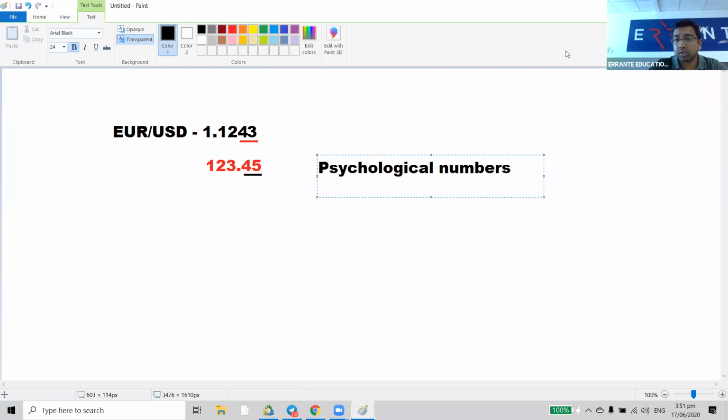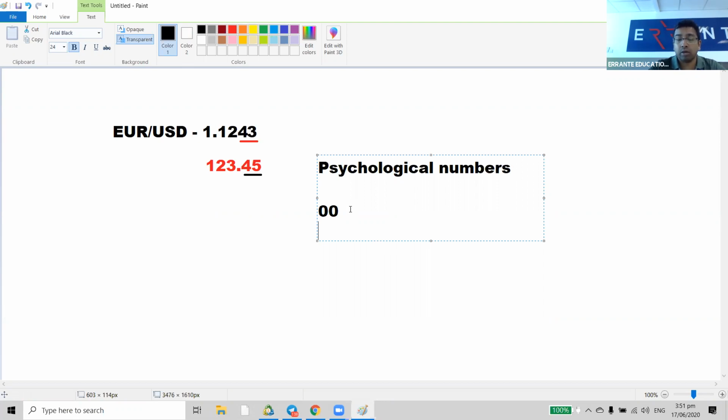Now, let me move myself up there. So psychological numbers, we've got 4 sets. The first set is 00. Obviously the Euro USD that you see here is 43. 43 is not 00, so it's not a psychological number. If 1.1243 goes down and down and down to 1.1200, that is a psychological number. Or if it goes up and up and up, it reaches 1.1300, that is a psychological level as well.